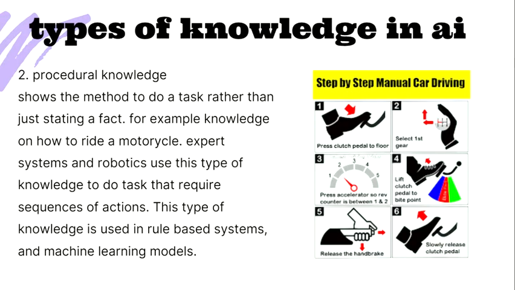Second, procedural knowledge shows the method to do a task rather than just stating a fact. For example, knowledge on how to ride a motorcycle. Expert systems and robotics use these types of knowledge to do tasks that require sequences of actions. This type of knowledge is used in rule-based systems and machine learning models.